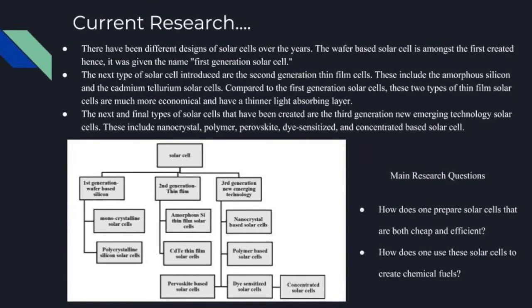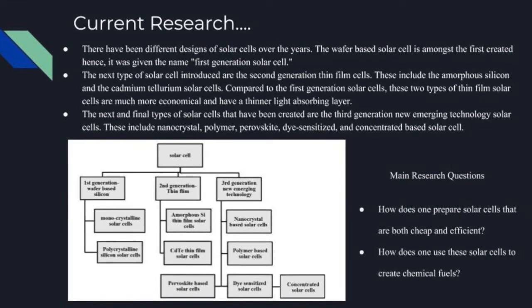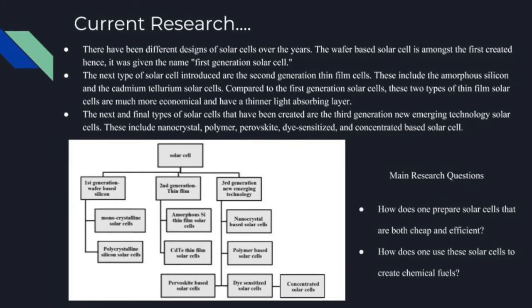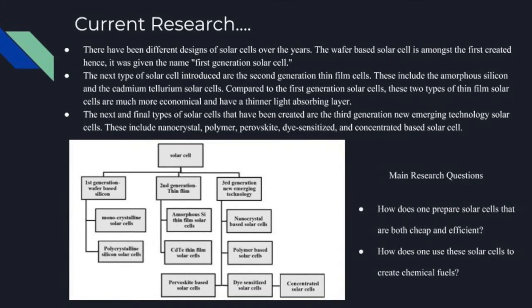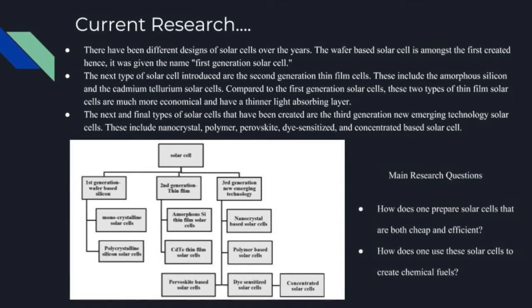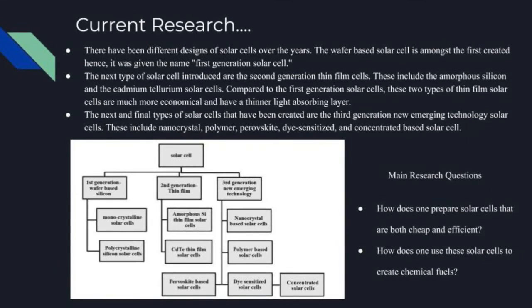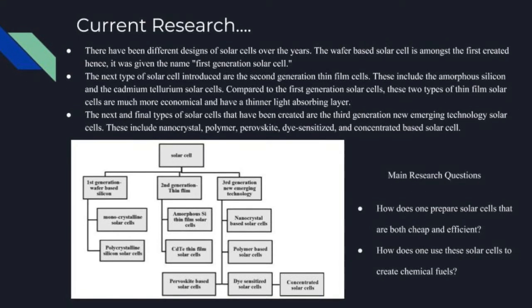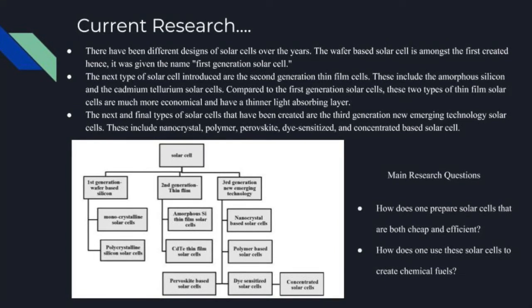As for the cadmium tellurium solar cell, it is also cost effective to make. However, compared to the amorphous silicon cell, it is much more energy efficient. And moving on to the next category, the final type of solar cells that have been created are the third generation new emerging technology solar cells.